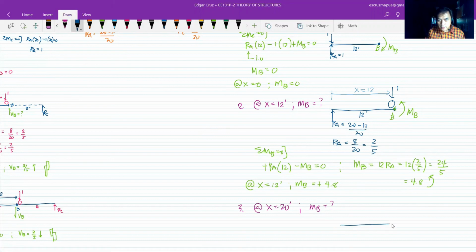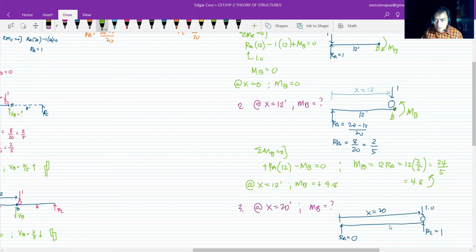So pag din-drawing natin yung B, ito yung RA. O, ano muna yung magnitude ng RA kapag ang x natin is 20? Diba 20 minus 20 over 20. So that is 0. So 0 dito. Tapos ito yung RC. Andito yung unit load daw eh. That is at x equals 20. O, ganyan. So syempre the reaction at C would be 1 din. Now, nasaan dyan yung point B? So nandito yung point B.